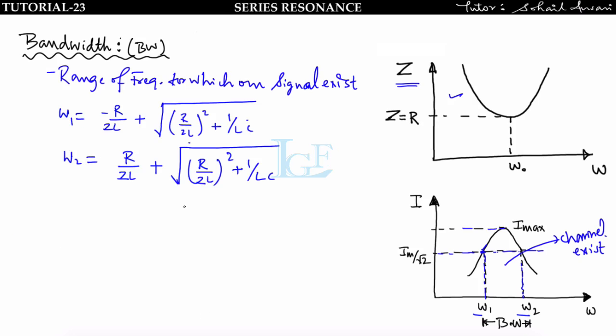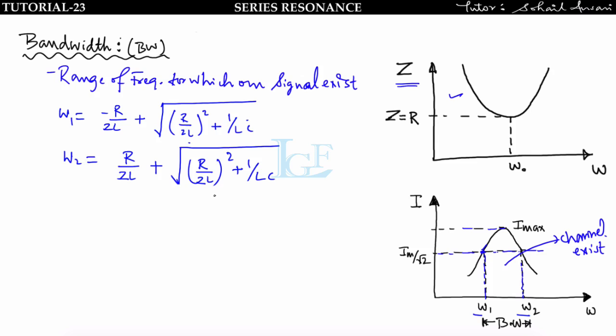So finally I have got the cutoff frequency: omega 1 is equal to minus R upon 2L plus the square root of (R upon 2L) whole square plus 1 by LC. Similarly, omega 2 is equal to R upon 2L plus the square root of (R upon 2L) whole square plus 1 by LC. Okay, so these two are the formulas for the cutoff frequency.